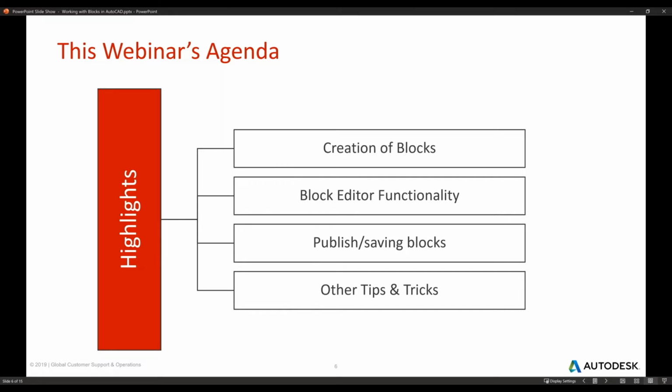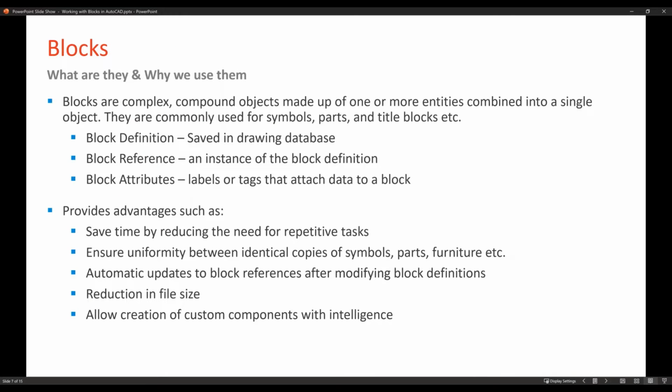Before we go into our main topic, even though I'm sure a lot of you are already familiar with blocks, I just want to give a basic introduction for those who are new to AutoCAD who have joined us today. So what are blocks and why do we use them? By definition, blocks are complex compound objects made up of one or more entities combined into a single object. They are commonly used as symbols, parts, title blocks, etc. And in AutoCAD, we commonly use the following terms: block definition, block reference, and block attributes.